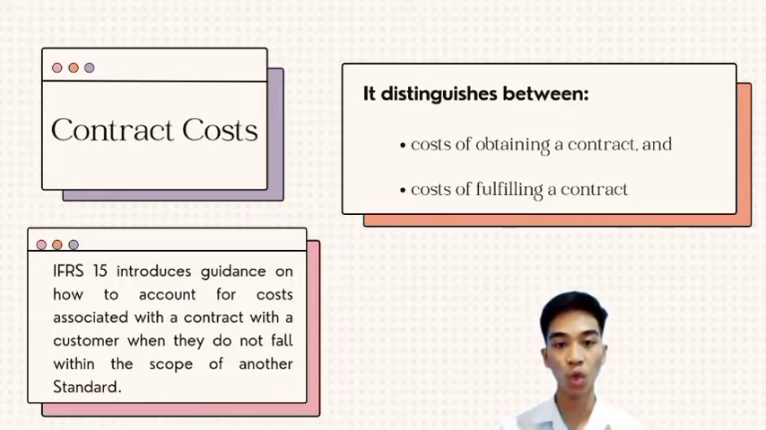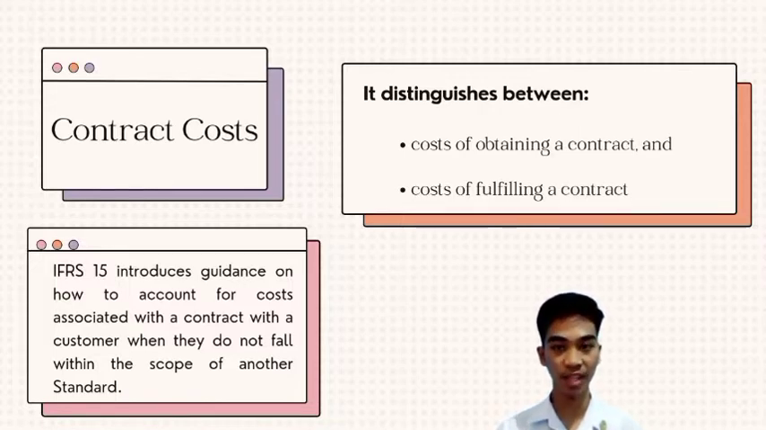For contracts within the scope of IAS 11, costs related directly to the contract with the customer and incurred in securing it were included as part of the contract cost only if the following criteria are met: first, they can be separately identified, reliably measured, and it is probable that the contract will be obtained.